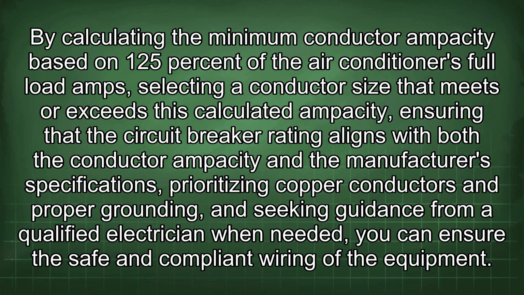By calculating the minimum conductor ampacity based on 125% of the air conditioner's full load amps, selecting a conductor size that meets or exceeds this calculated ampacity, ensuring that the circuit breaker rating aligns with both the conductor ampacity and the manufacturer's specifications, prioritizing copper conductors and proper grounding, and seeking guidance from a qualified electrician when needed, you can ensure the safe and compliant wiring of the equipment.